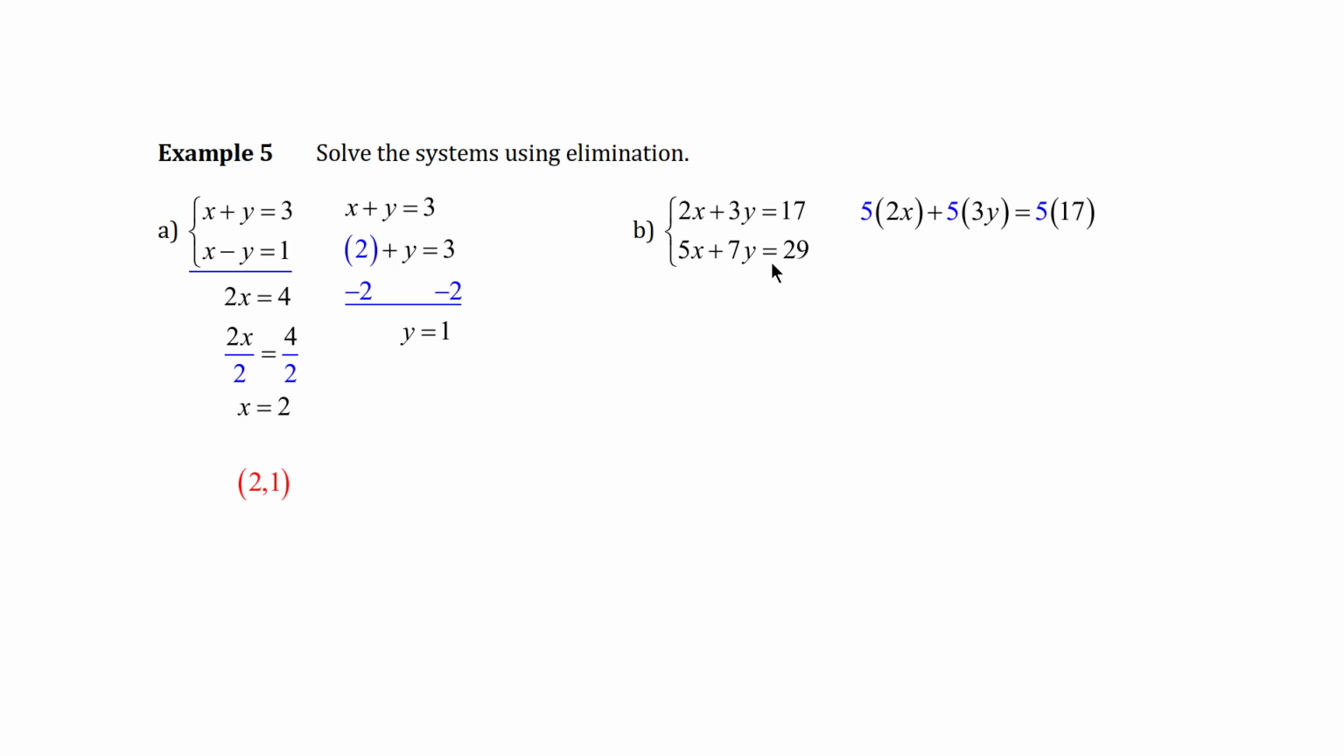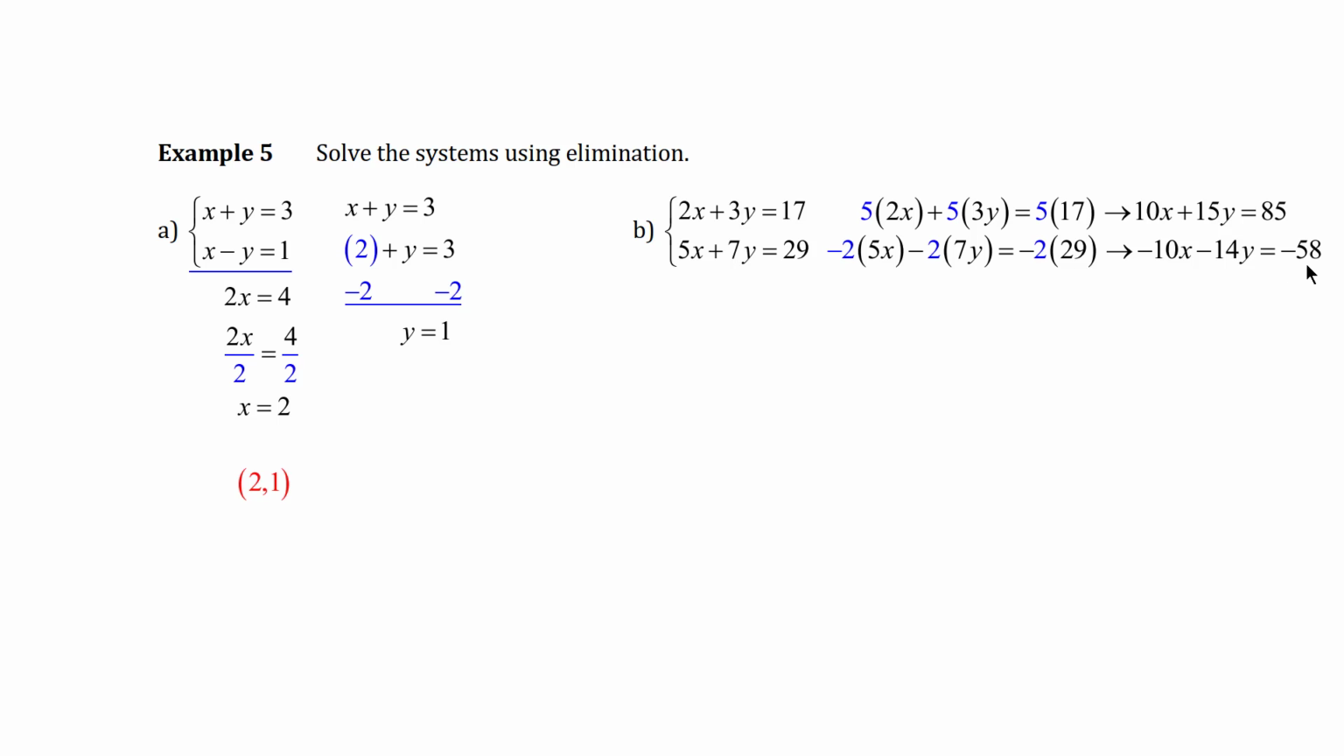Next, we need to change the 5x in the bottom equation into negative 10x. To do this, we multiply all of the terms by negative 2. We get negative 2 times 5x minus 2 times 7y equals negative 2 times 29. After doing the multiplication for the top equation, the result is 10x plus 15y equals 85. And after doing the multiplication for the bottom equation, the result is negative 10x minus 14y equals negative 58.